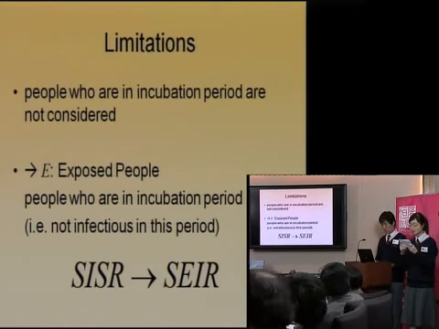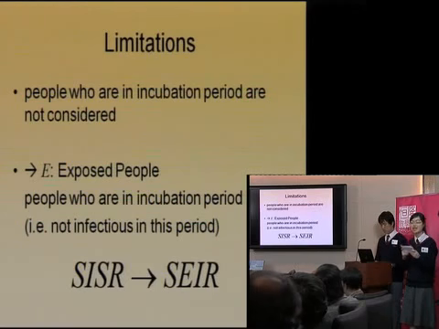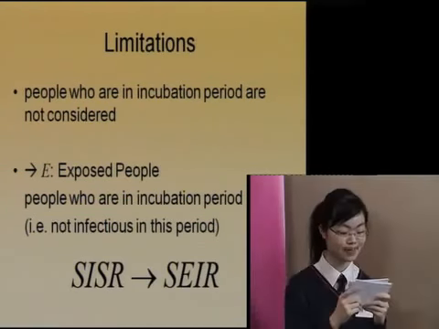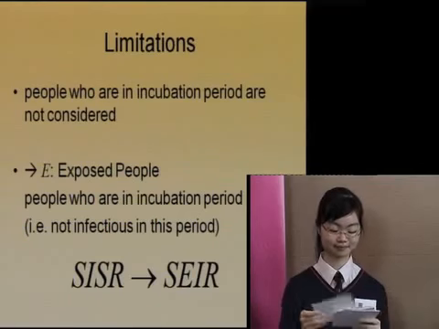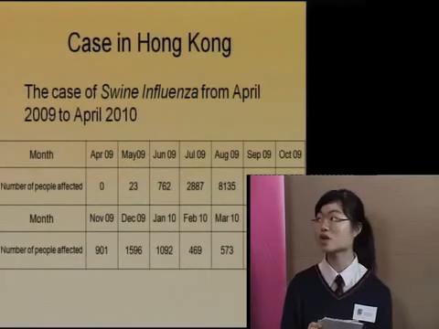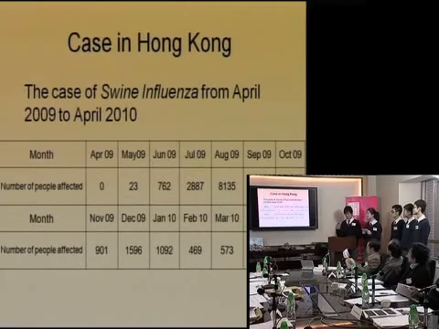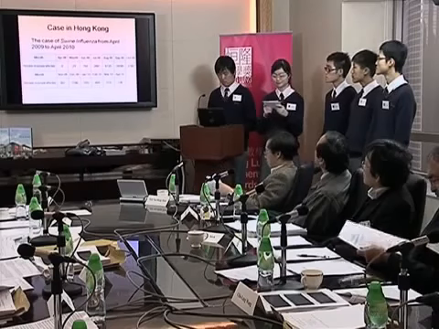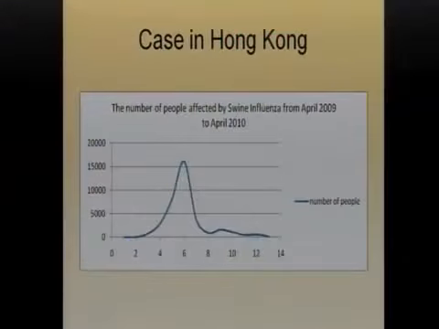As a result, we modified the SIR model into SEIR model, and a new group of people E who are in incubation period, that is, not infectious in this period, is introduced. Here is the case of swine influenza from April 2009 to April 2010. We generate a graph by using the above data.